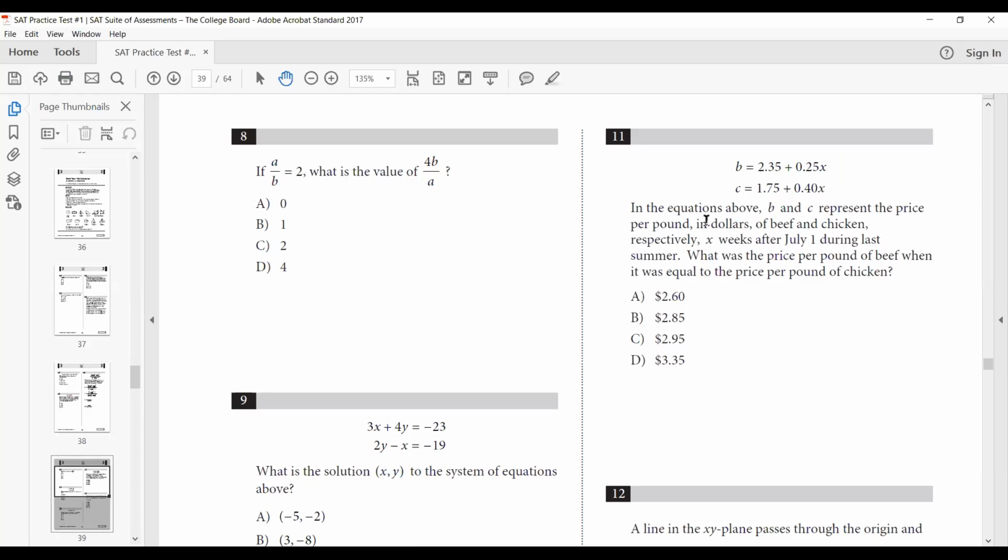Question number 8. So if A over B is equal to 2, what's the value of B over A? Oh, that's super easy, right? So A over B equals 2. So this part equals what? I don't even think we need to use anything fancy for this. The answer choices are 0, 1, 2, and 4.